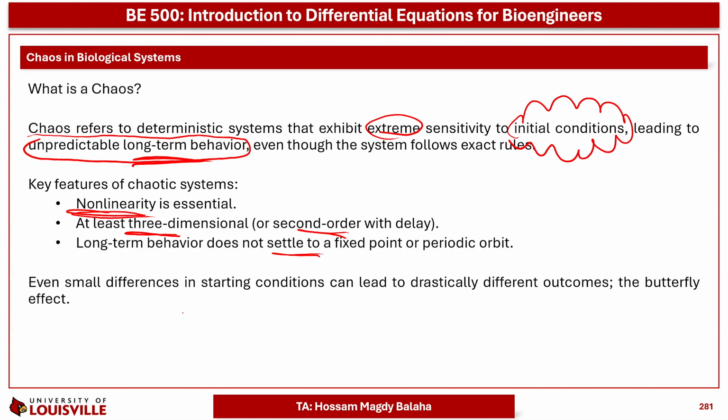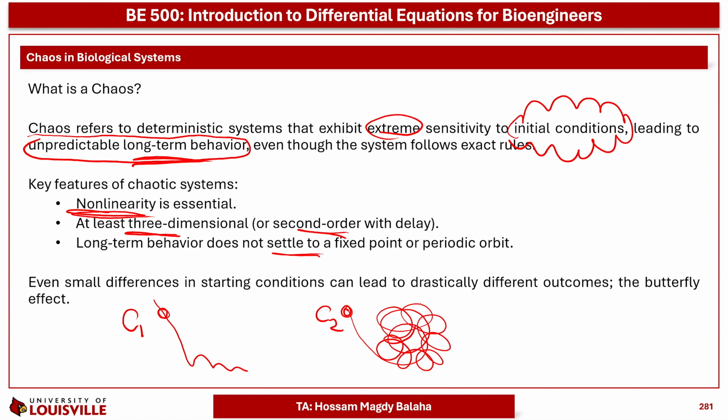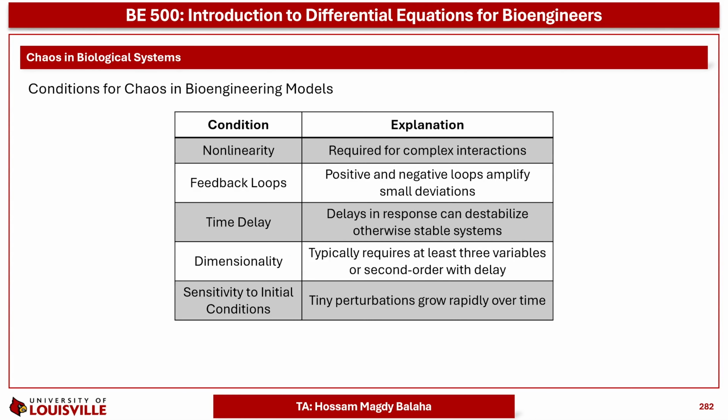So simply you can get two different initial conditions, C1 and C2, and one of them can settle and another cannot for the long-term behavior. And it can lead to a chaotic and unpredictable behavior based on that initial condition. From that, we can put a set of conditions for chaos in bioengineering models.